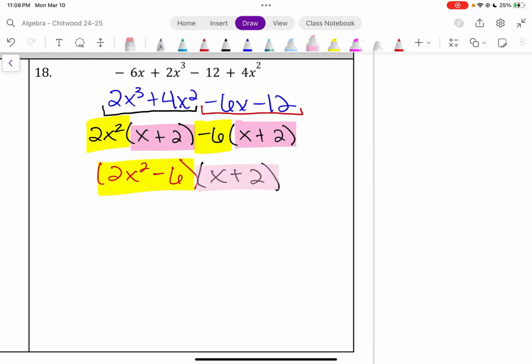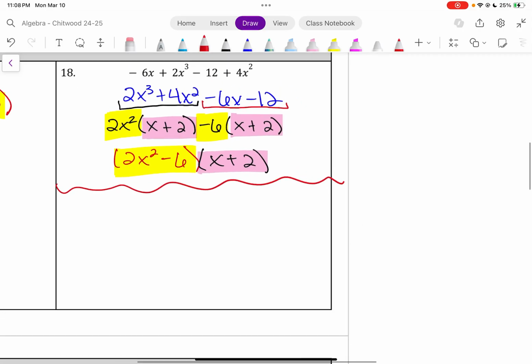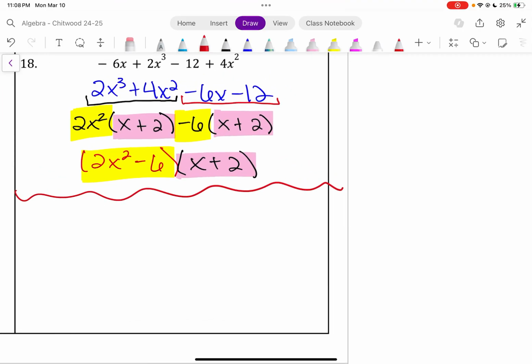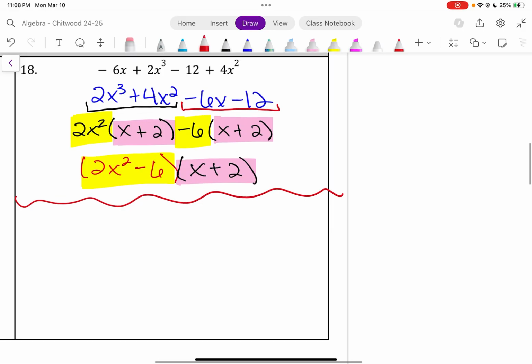And remember, your remainders will always be the same. So that's one way you could do it. We want you guys to show that you take out the GCF first. The main goal is that you always want to take out the GCF first.